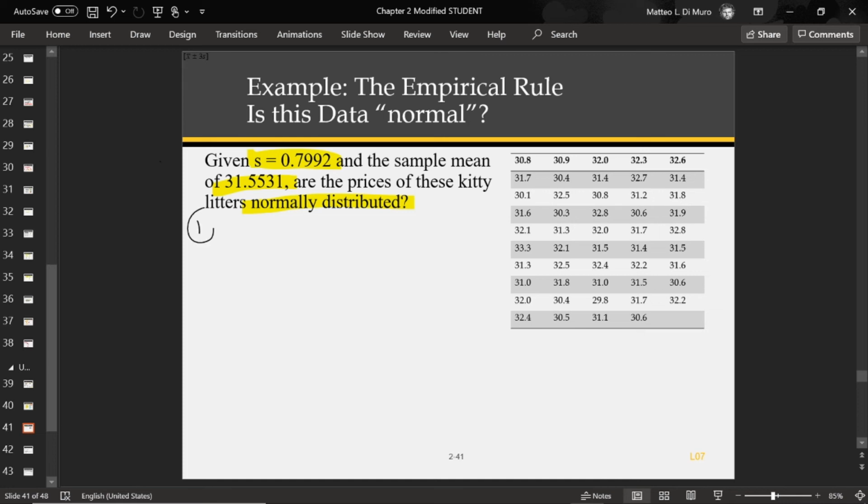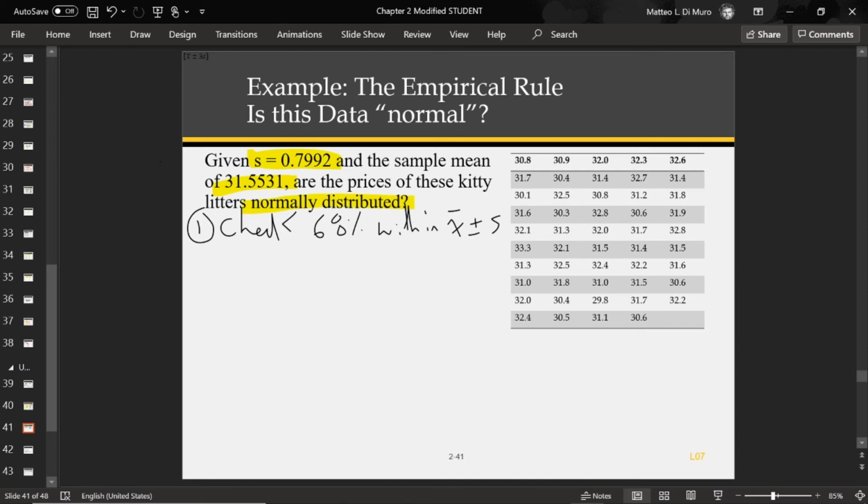So step 1, we're basically going to check 68% within X bar plus or minus S. At any point, if you find that that's not happening, like when we count this up, if we get 80% of the data falls within this category, then we can say, no, this is not normally distributed. But you're going to do 3 checks. You're going to check 68, then you check 95, then you check 99.